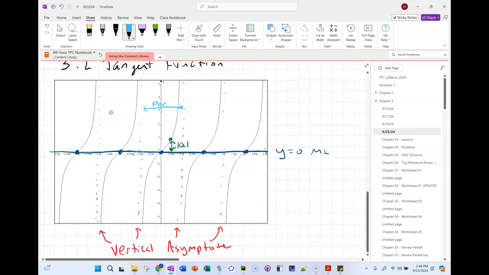For example, this one started at negative half pi and ended at positive half pi. How long was this period? We start at negative half pi and we ended at positive half pi. It is... Did you say 1? You're close. 1 pi. There you go. Perfect.